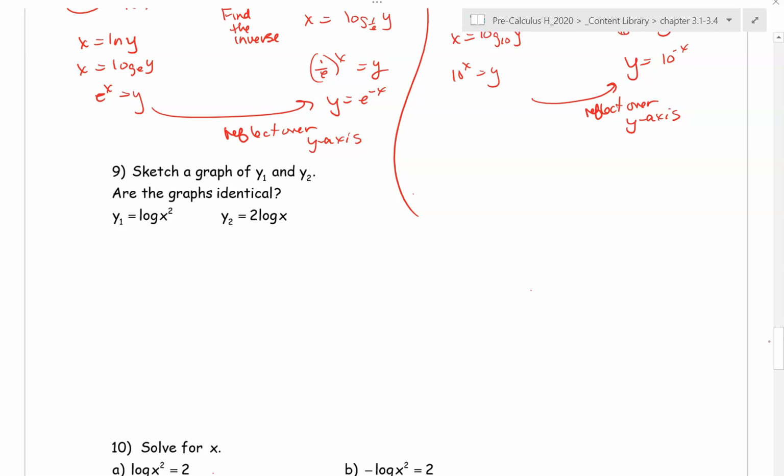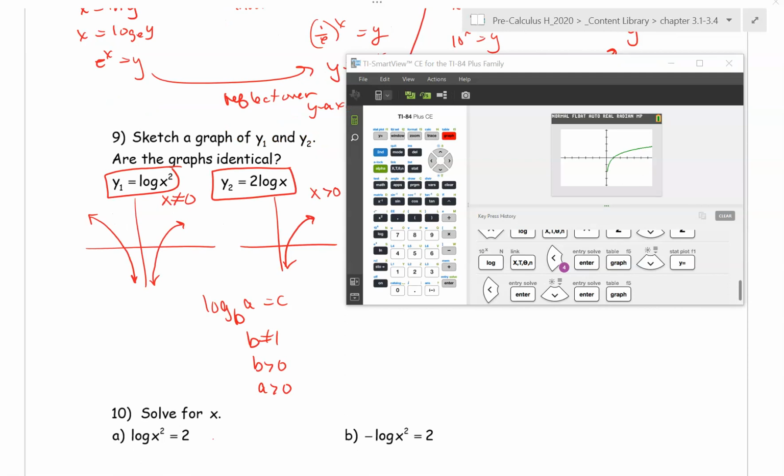The next thing I'd like you to do is think about problem number 9. So if I asked you, are the graphs of these two logarithmic functions the same? What would you say? So go ahead and pause the video and think about it. Would these two graphs look the same? And then go ahead and graph them on your calculator and see if they are identical.